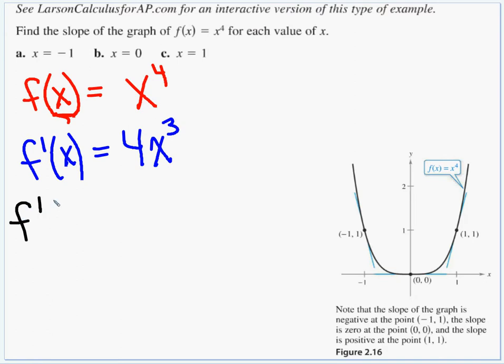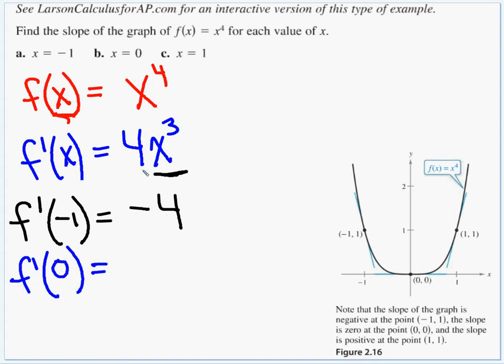So f prime at negative 1 would be negative 1 cubed is negative 1 times 4 is negative 4. f prime, they asked us at 0. That would be 4 times 0 cubed, or 0. And finally, f prime at positive 1. 4x to the third, that'd be 4 times 1 cubed, or positive 4.